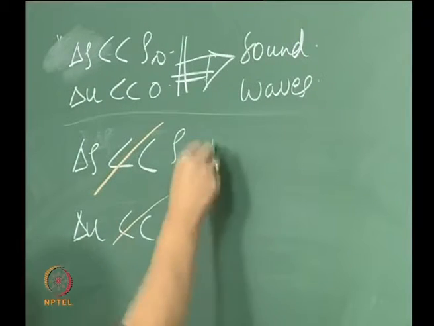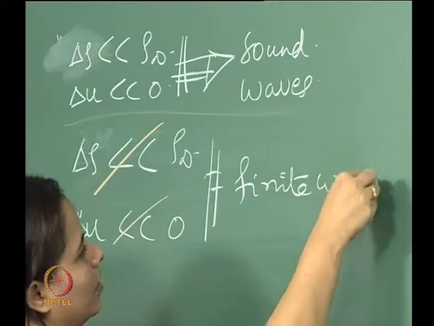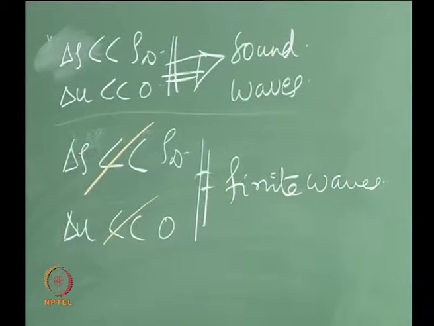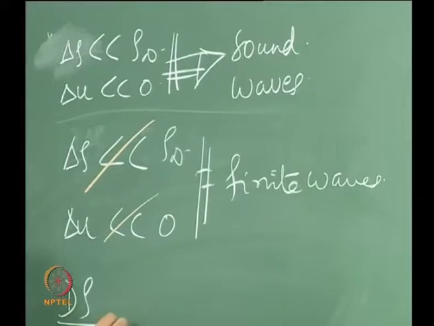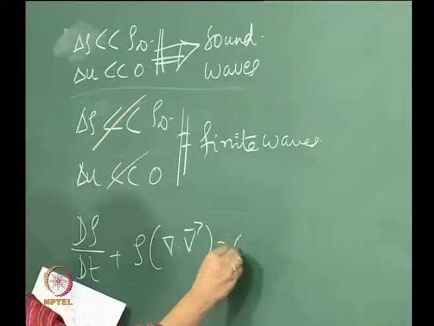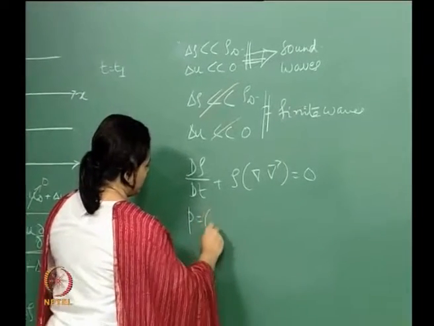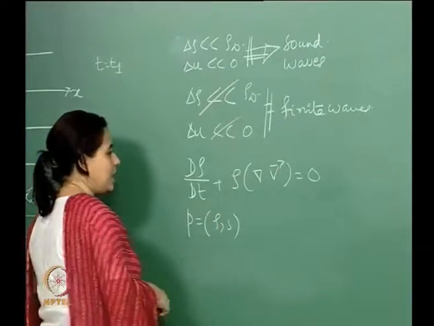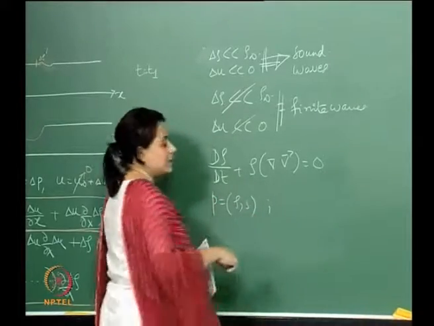So, what we get now is essentially finite waves. Now let us go back to our continuity equation, which says... And then we also said, like in the last lecture, we will represent a thermodynamic variable, and using this we also got, and this is isentropic.